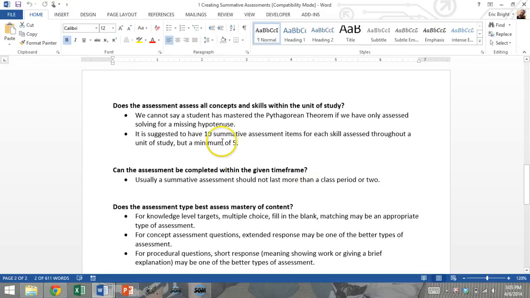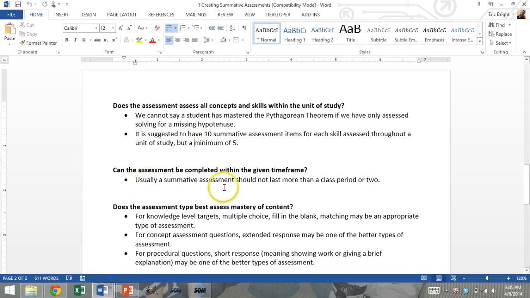It suggested that we would have 10 summative assessment items for each skill that we're assessing, but a minimum of 5. So the way that I get this done in my classroom is I have quizzes and tests and a semester exam and a project and problem solvings all over the same skills. That way I've got those 5 different summative assessments, and they're spaced out over time to give some reliability, all covering the same skills. And that's been useful for me and has worked really well.